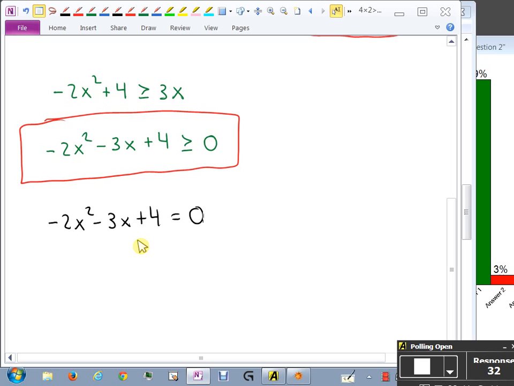Yeah, I don't think it's going to go. So what are your only options? Quadratic formula or completing the square. I think I'm going to go quadratic formula on this.